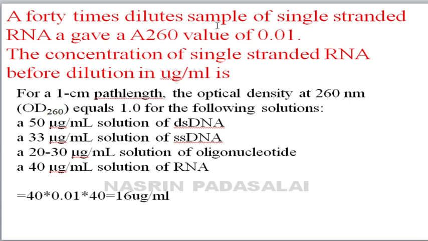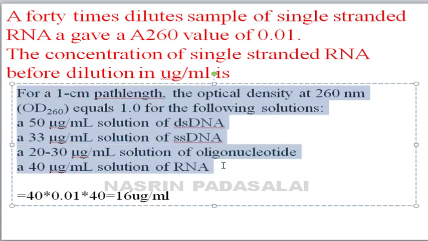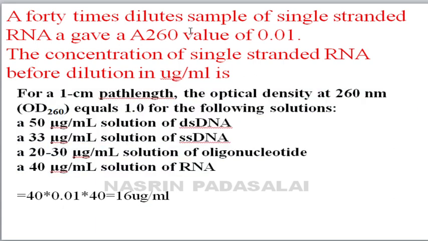Next is a problem-type question. A 40-times diluted sample of single stranded RNA gave an A260 value of 0.01. So they are diluting the sample 40 times. What is the concentration of single stranded RNA before dilution in microgram per ml? You should mark this every time you go for an examination. If you are going to write the CSIR paper, you should know this particular formula. So better take a note in your rough notebook, or take a picture.